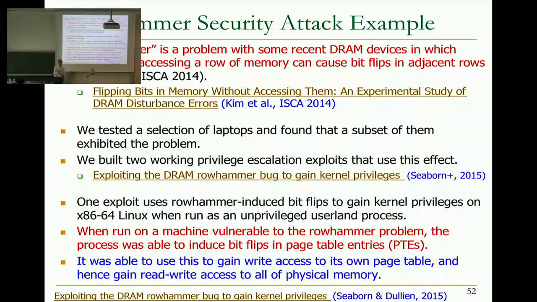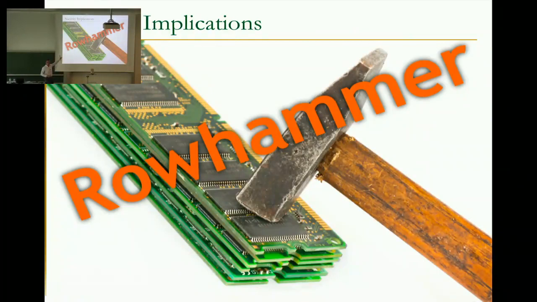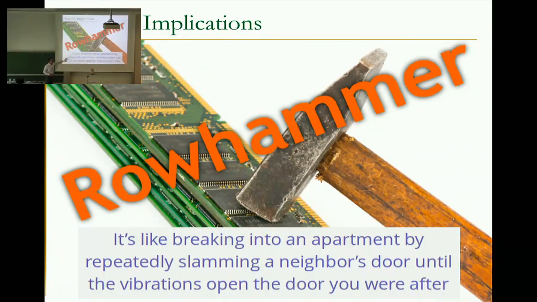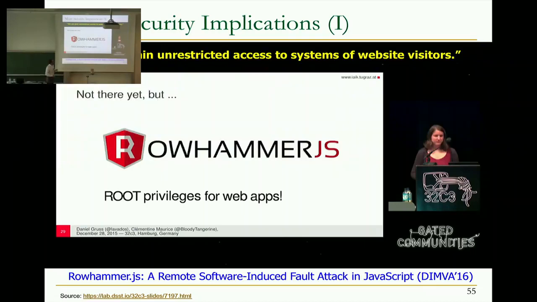As a result, other people started building attacks, and people started drawing pictures like this. This is the Rowhammer. I like this picture. Is it the end of memory? I actually like this insightful explanation from a famous hacker on Twitter. He basically says it's like breaking into an apartment by repeatedly slamming a neighbor's door until the vibrations open the door you were after. That's a very insightful description of what's happening. Okay, so later people started building attacks.